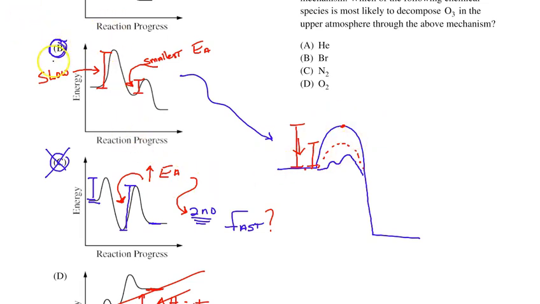So that's the reason why B is the best answer. We have the slowest step having the greater activation energy, and the second step in the process having the smaller. So that's why B is the answer. Really nice little question. 43 is B.